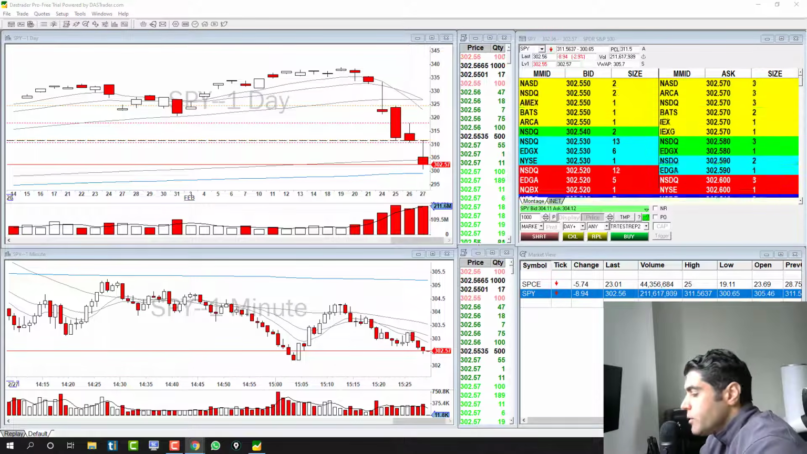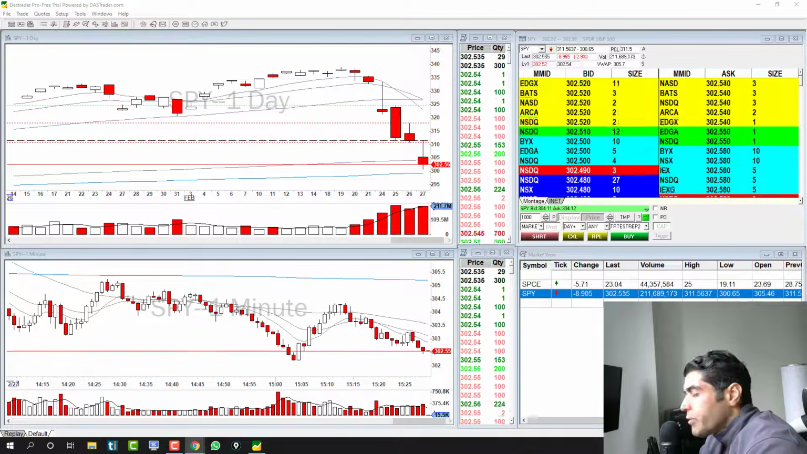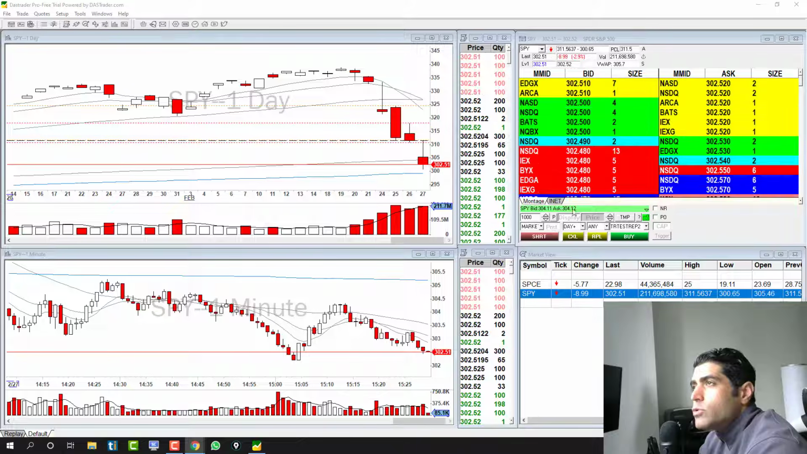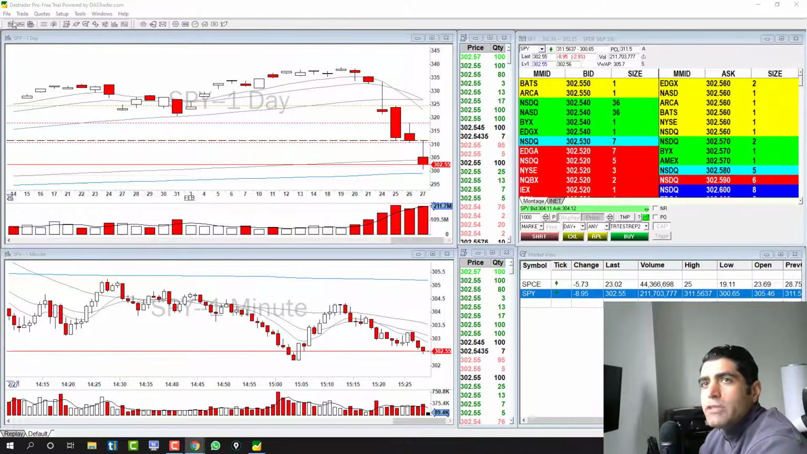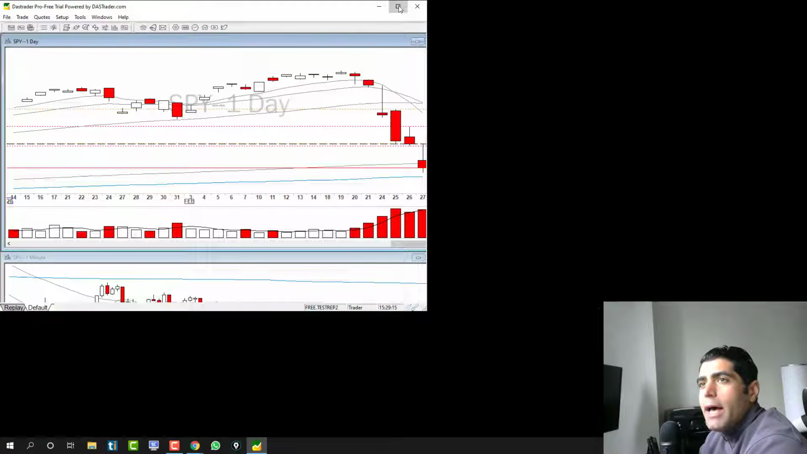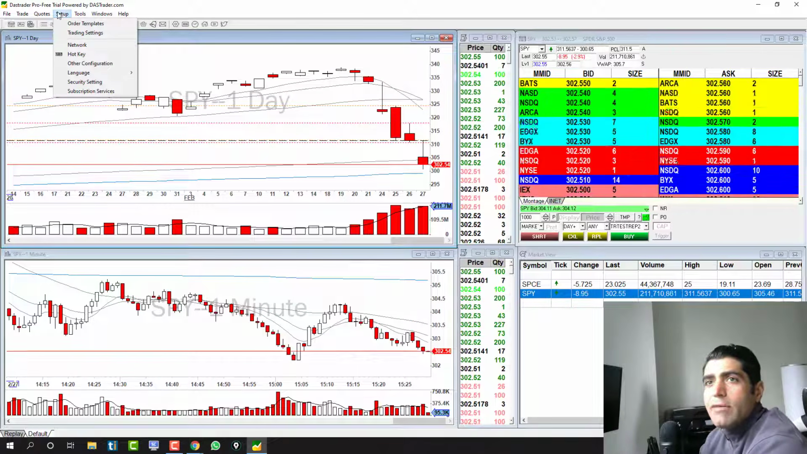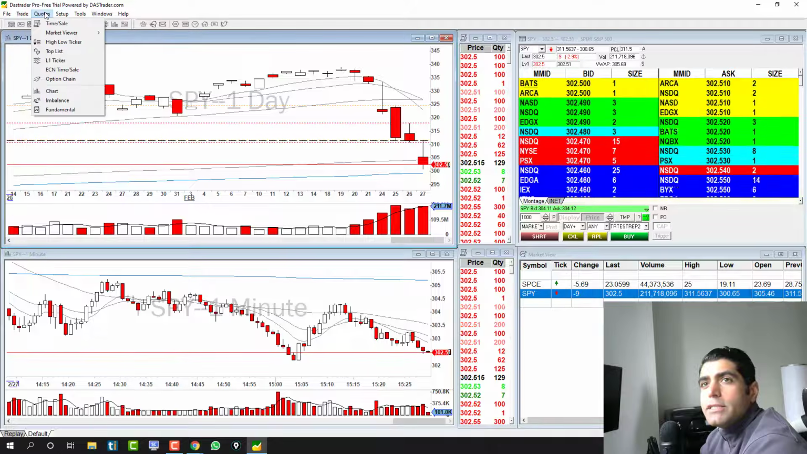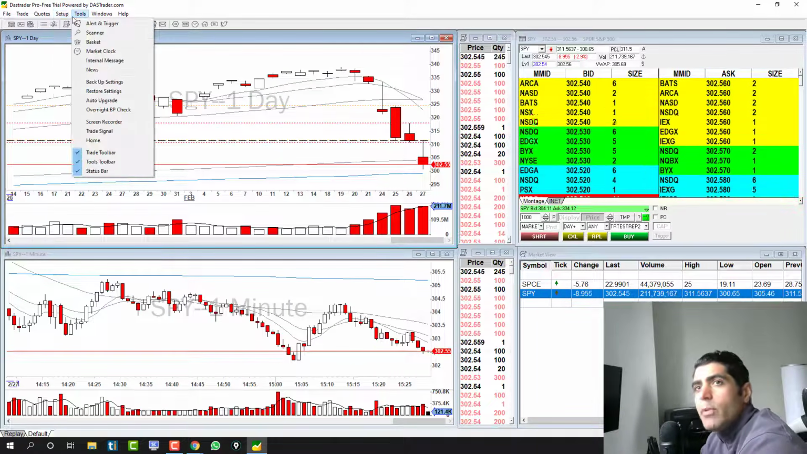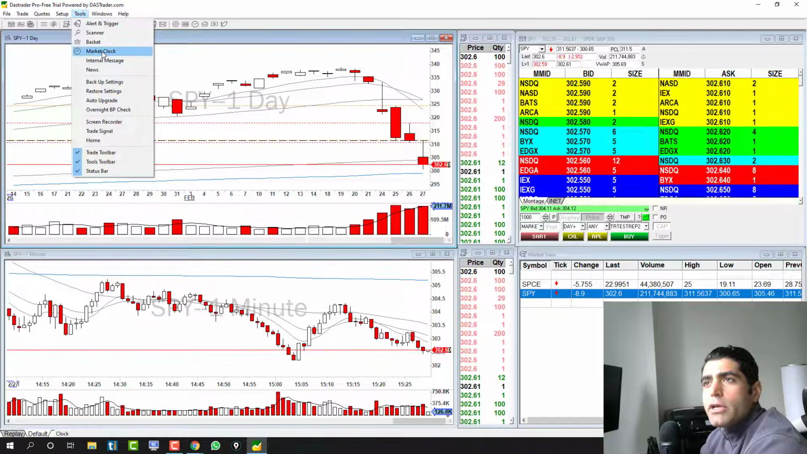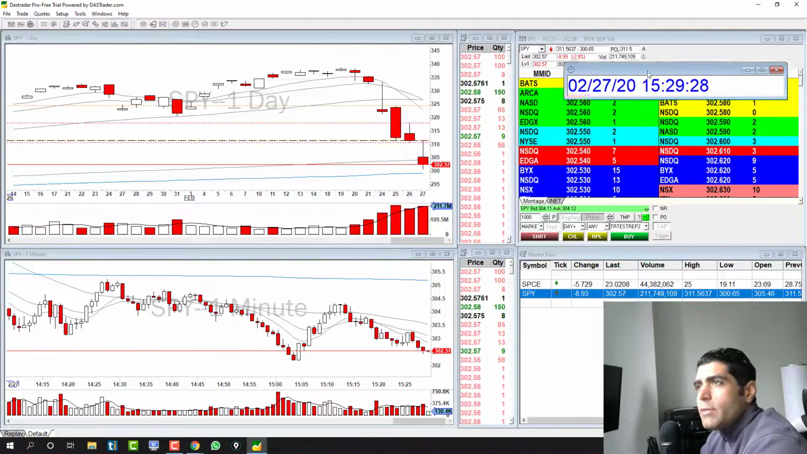All right, guys. So I want to do a trade replay for a trade that we took on February 26th. Today is February 27th, and the market is setting up as you can all see. Yeah, it's not a fun time right now in the market.